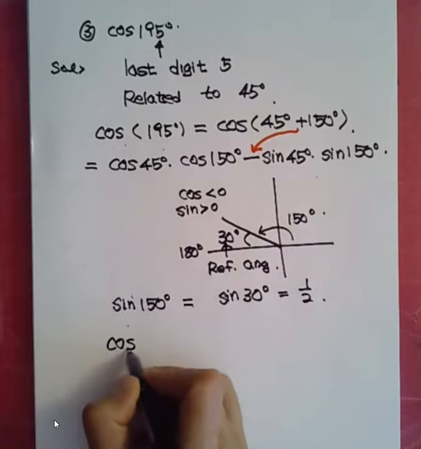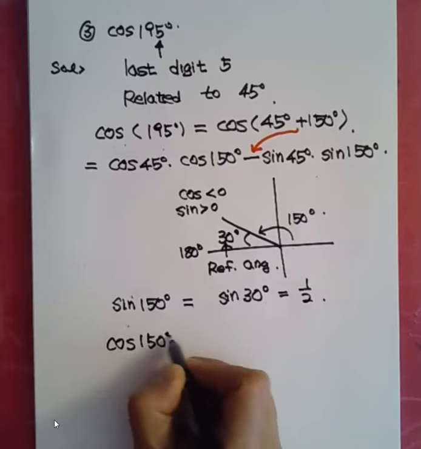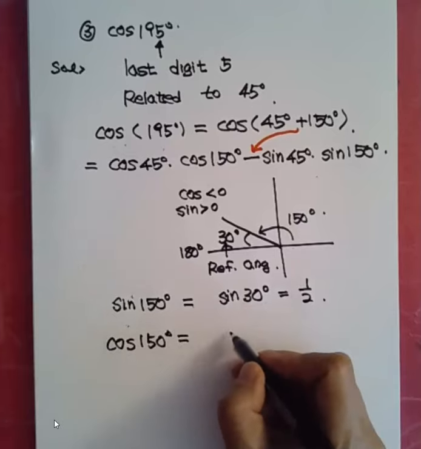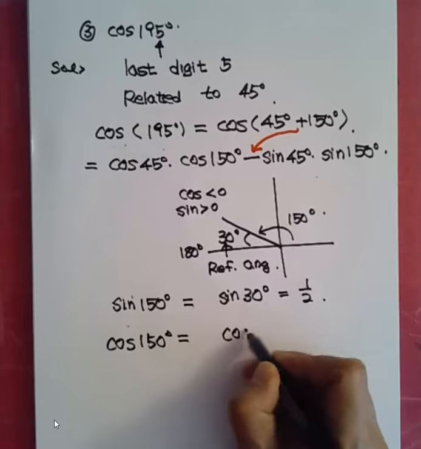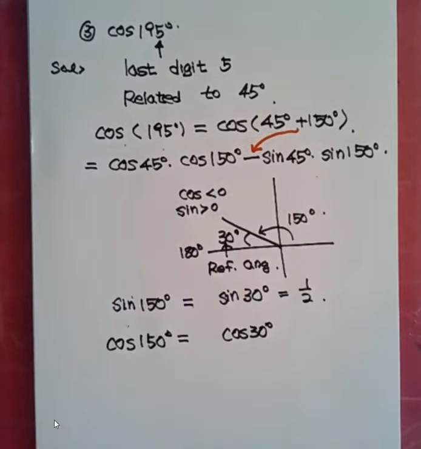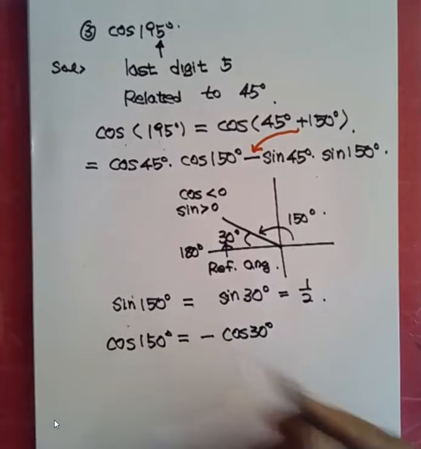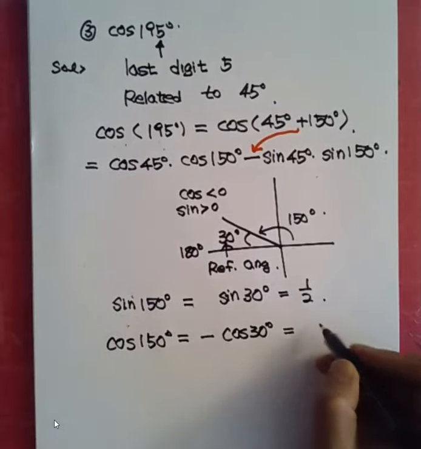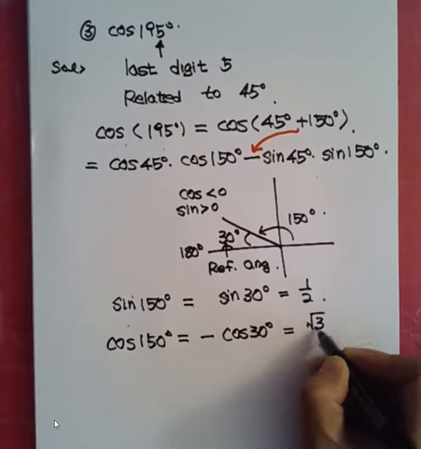Then we evaluate cosine of 150 degree. That is again plus or minus cosine of 30 degree. In the second quadrant, cosine is negative, so we have to put minus sign here. And the function value was square root of 3 over 2.